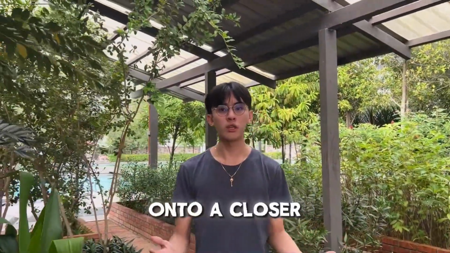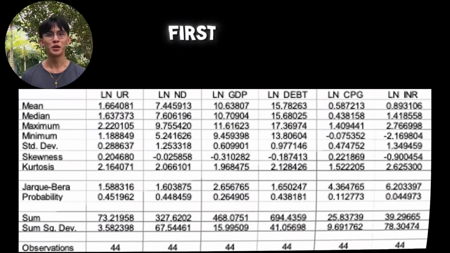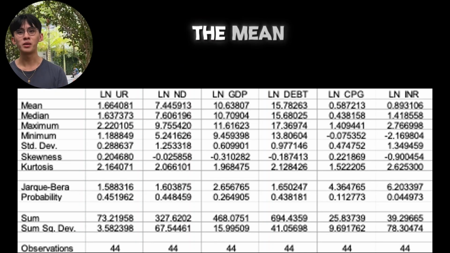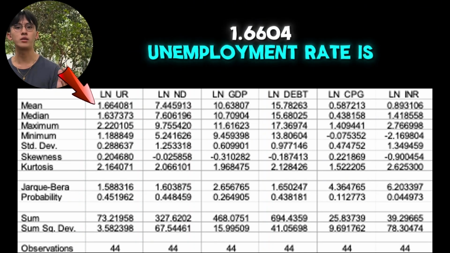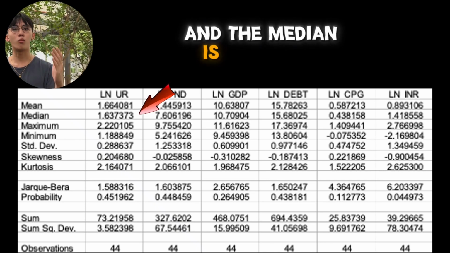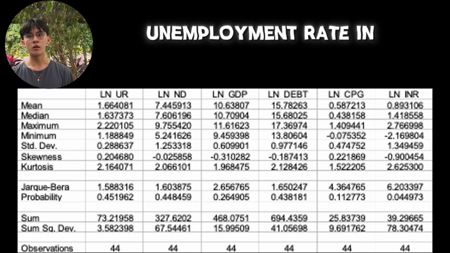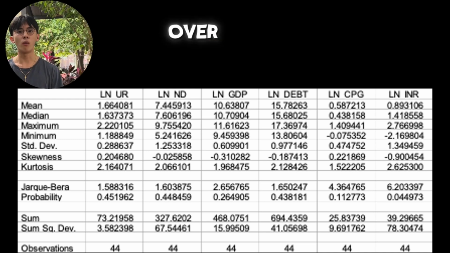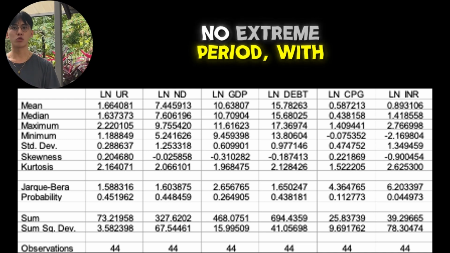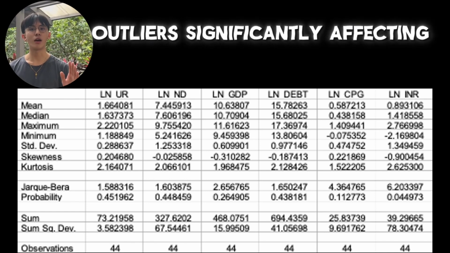Moving on to a closer look at the descriptive statistics for the variables in our model. First, focusing on the central tendencies, the mean for unemployment rate is 1.6604 and the median is 1.637. This indicates that the unemployment rate in the US has been relatively stable over the observed period, with no extreme outliers significantly affecting the average.